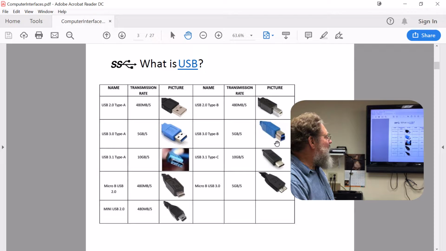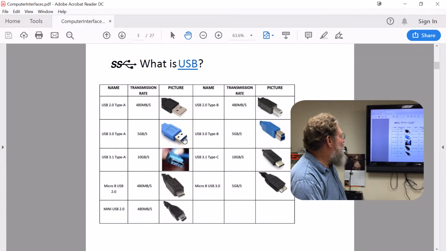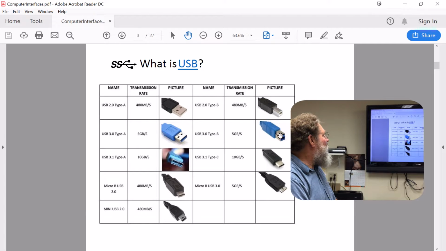This one looks kind of the same, and this looks almost exactly the same, but they're different, okay? This has a little blue line in here, and this is blue here. This is what we call USB 3, okay? And the main thing you notice with USB 3 is that the speed is over 5 times faster.